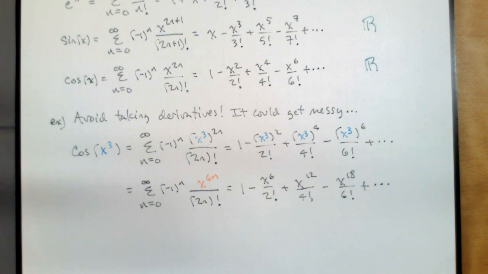So just to get these 4 terms, the first 4 non-zero terms in the Taylor series for cosine of x cubed, we'd have to take 18 derivatives. That seems awful.